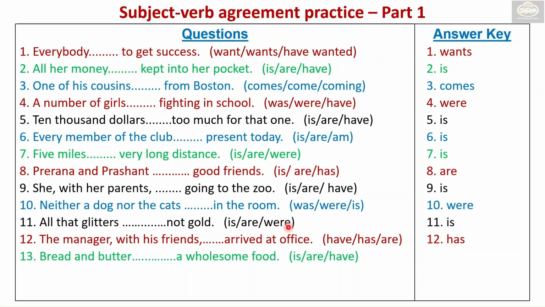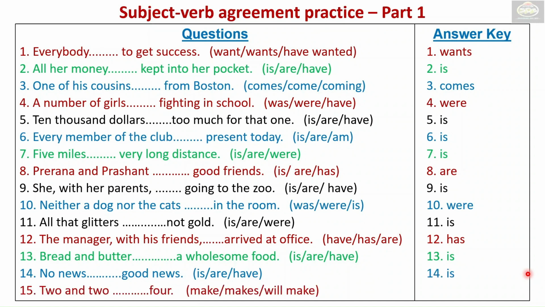Bread and butter, two nouns as singular subject. Bread and butter is. No news is good news. Nouns that look like plural but are actually singular. 2 and 2 is 4, arithmetic sum, singular. Makes 4.